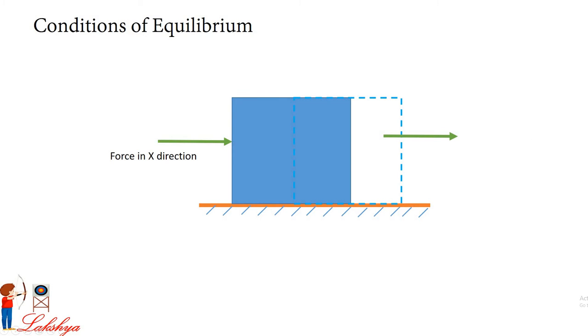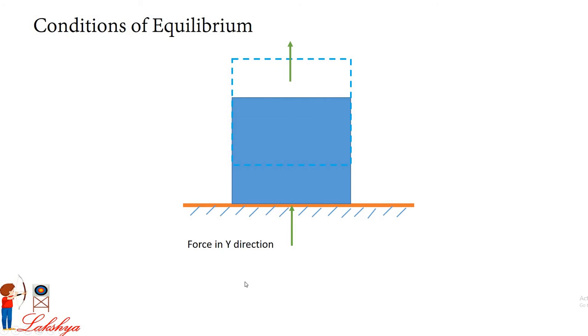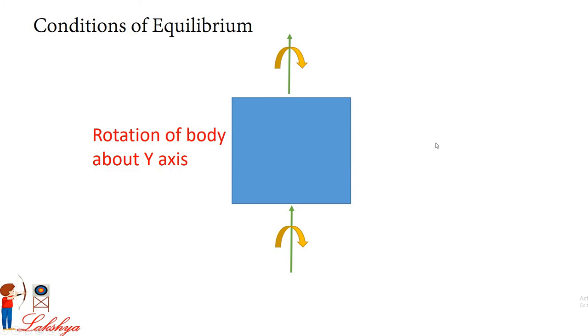In the mechanics of solids, we have three conditions of equilibrium. Now, you can consider this body. If a force is applied towards the x direction, the body will move towards the x direction. If a force is applied in the y direction, the body will move towards the y direction. If the body is rotated about y, then the body will rotate about y.